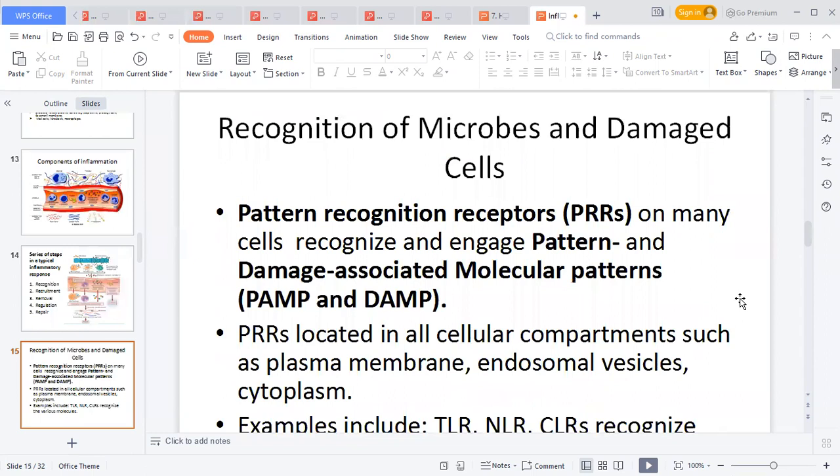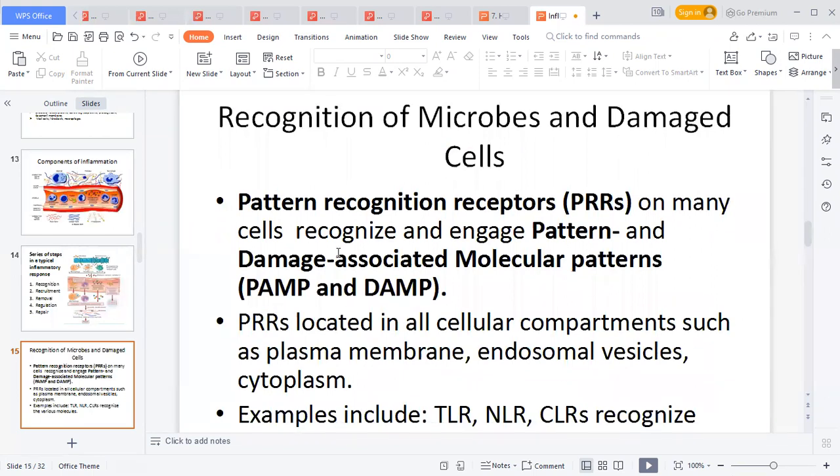So now, how do they recognize the microbe? Remember, in immunology, we said they have got PAMPs and DAMPs. They have got what we call pattern recognition receptors on many cells, which recognize and engage pathogen patterns and damage, as well as molecular patterns.